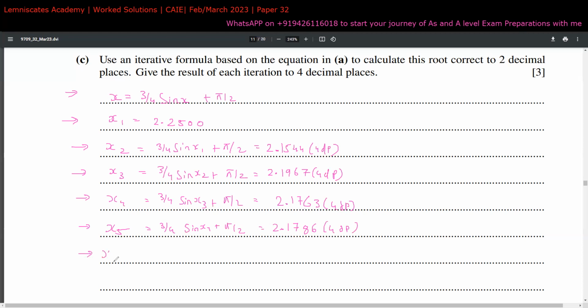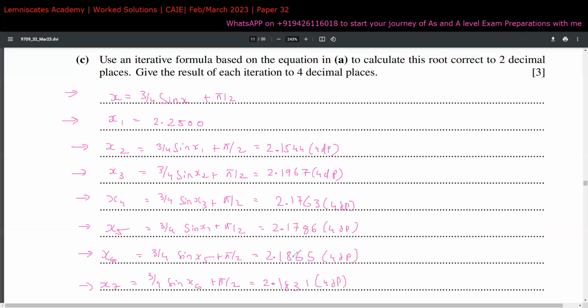Let's try 2 more. So 3 by 4 sine of x5 plus pi by 2. This gives out the value of 2.1865 for x6. And x7 comes out to be 3 by 4 sine of x6 plus pi by 2. And it's coming out to be 2.1831.